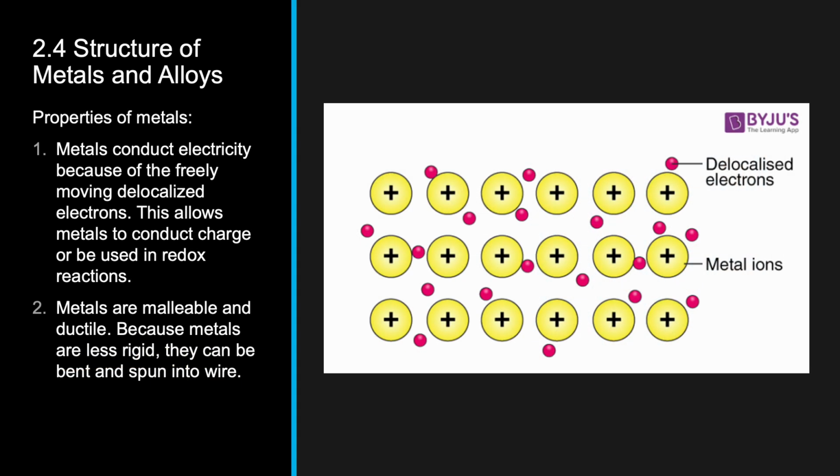So when we're talking about properties of metals, you need to know that metals can conduct electricity because of those freely moving delocalized electrons. Since those electrons are not localized to a specific spot, they can move wherever they want, and they can conduct electricity because that electric charge can go through all of those electrons. Now, metals are also malleable and ductile, and that's because metals are less rigid and they can be bent and spun into wires.